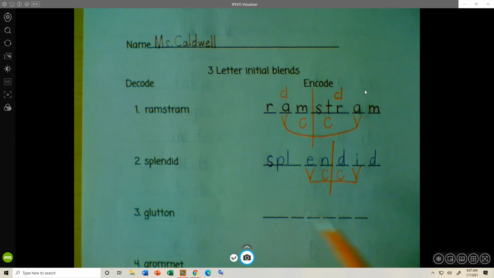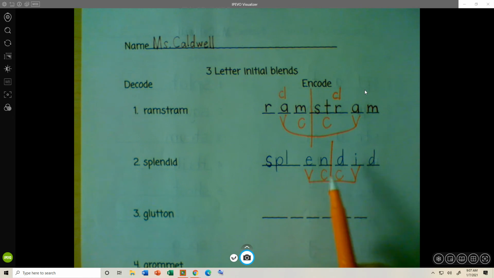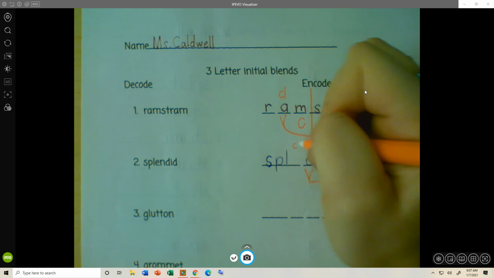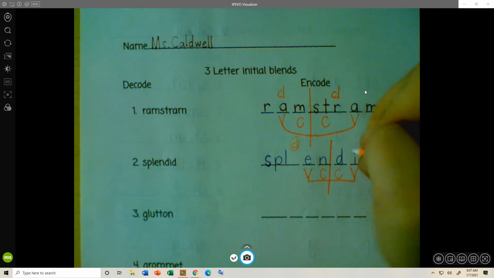So I'm looking at the first syllable. Cole, is my first syllable open or closed? Closed. It's closed. Very good. What about my second syllable? Is it open or closed? Lucy C., is it open or is it closed? It is closed.